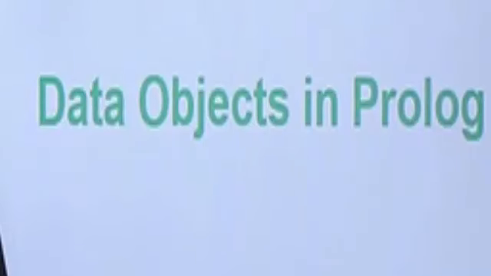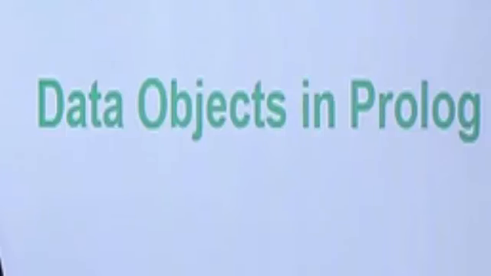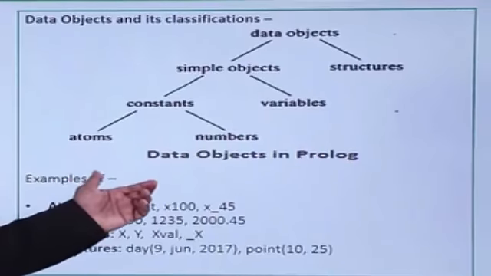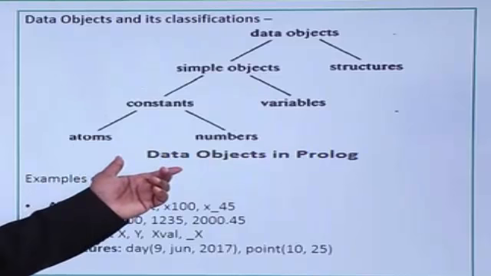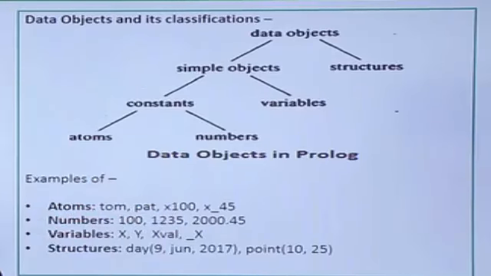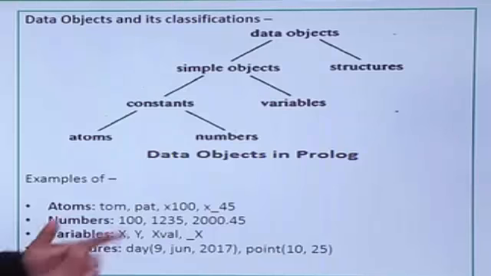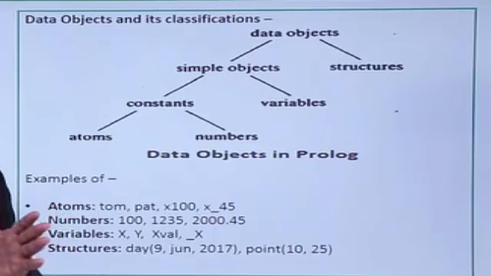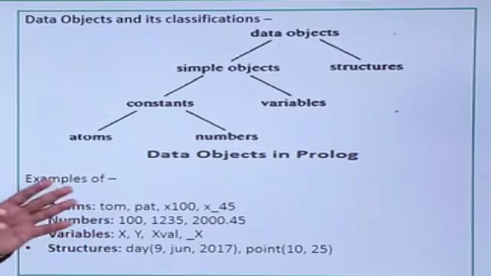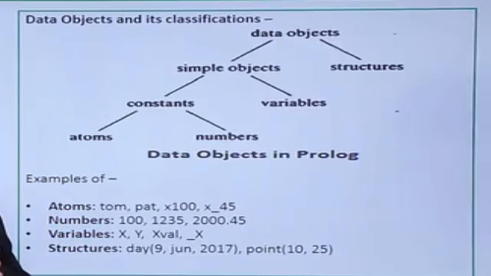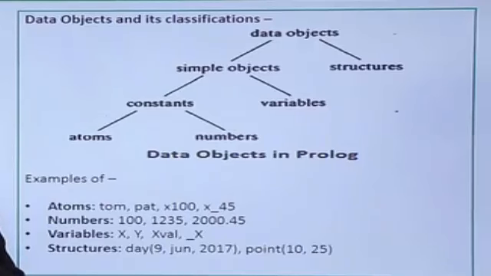We are going to discuss a very important topic, that is the data objects in Prolog. What are the different categories of data objects that are allowed in Prolog? We shall discuss that with some examples. This is the respective tree structure to show you what the categories are and which are the subcategories. Data objects mainly can be divided into two parts. One is simple objects, another one is structure. Structure means against one functor we shall have multiple arguments.